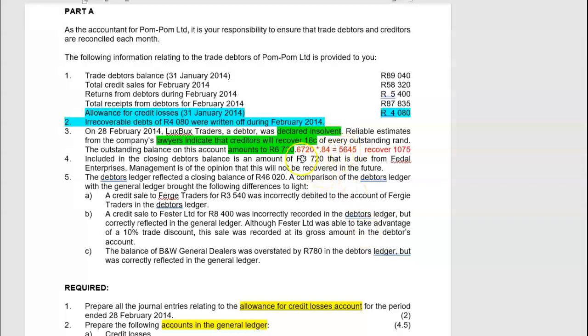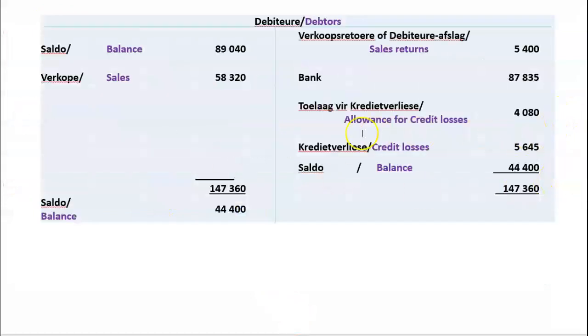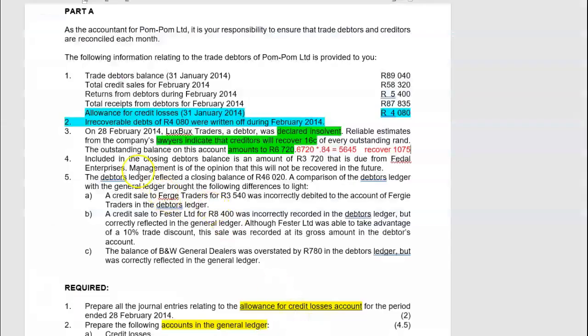So when we're going to write off, we're not going to go through the allowance account. The allowance account is now 0. This is an actual credit loss that we're going to write off. So we're going to debit our credit losses account with the amount 84 cents in the rand, 5645, and we're going to credit our debtors account with credit losses written off 5645. Eventually, what was the outstanding balance? 6720, something like that. Eventually, when we're going to recover that 16 cents in the rand, we will debit bank and credit the debtors account, and then, only then, that debtor will be out of our books.